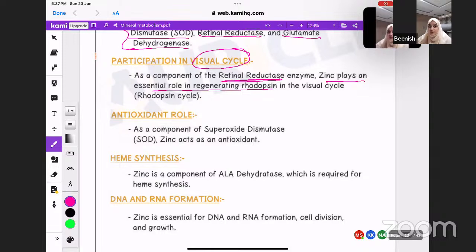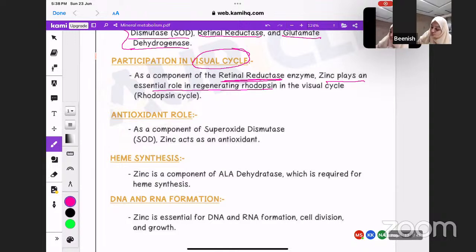We've already done this when we were talking about vitamin A. So it must be clear to you what we're talking about. In the regeneration of rhodopsin, zinc becomes important. Why does it become important? Because the enzyme that is involved in regeneration of 11-cis retinol, or we can say in regeneration of rhodopsin, is retinal reductase, and retinal reductase has zinc in its structure. Okay, so that is how zinc is involved in regenerating rhodopsin, and in turn, now its antioxidant role.